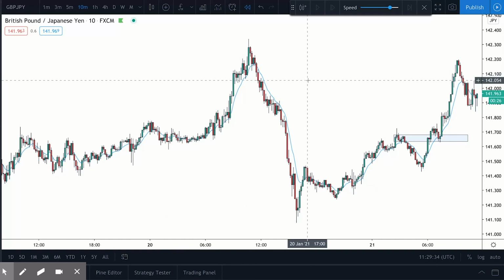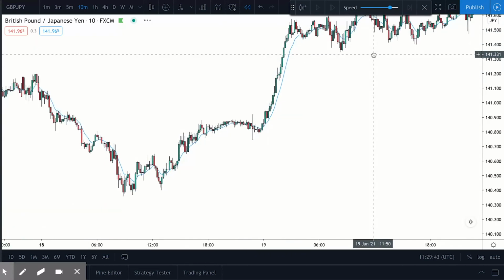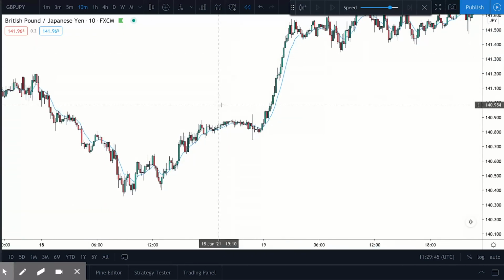However, the thing that I'm trying to point across, the information I'm trying to push to you, is only use it as an additional confluence, and make sure that if you're using it, you don't get distracted by it and start using it as a sole trading indicator. Okay.